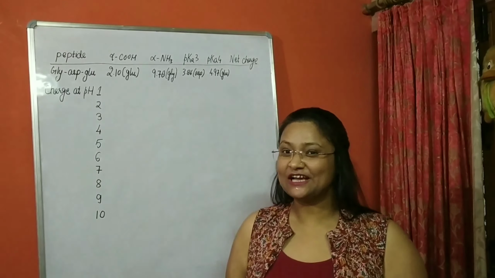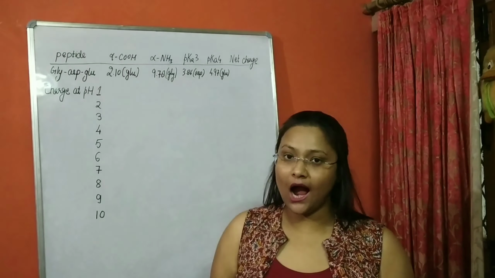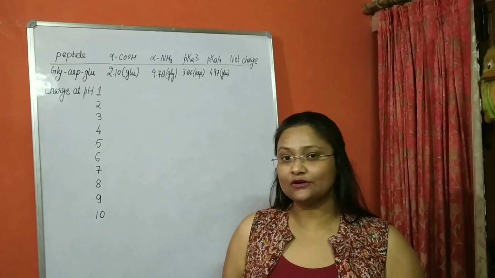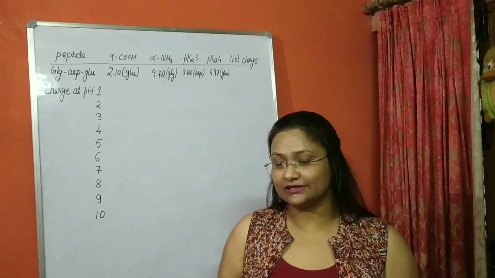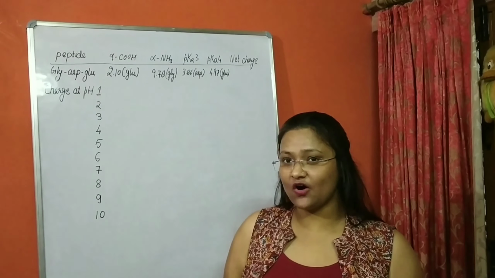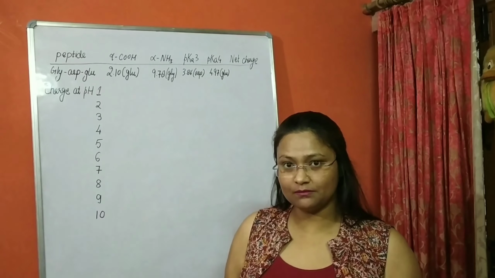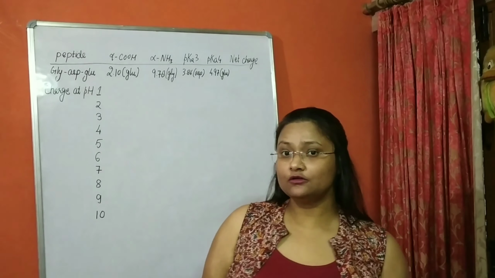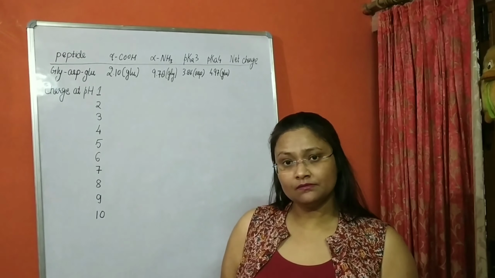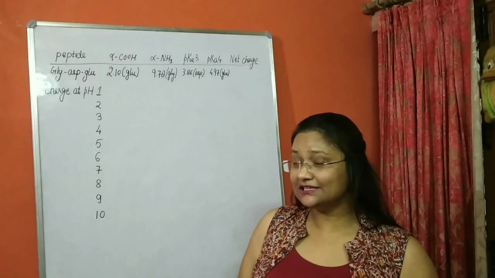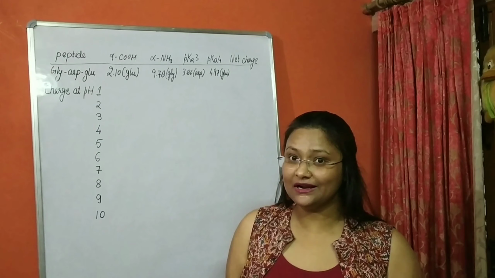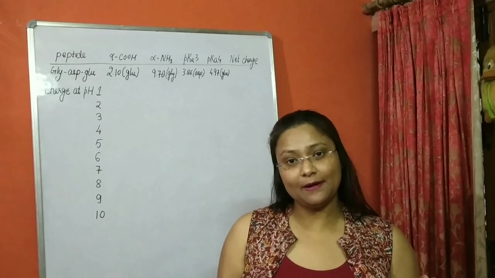Hello students, so now we will learn how to find out the pI or isoelectric point of a particular peptide, not of amino acids. Amino acids we did already. In my last video, prior to this video, you can check how to find out the isoelectric point of a particular amino acid. But this time we will learn how to find out the pI or isoelectric point of a particular peptide.